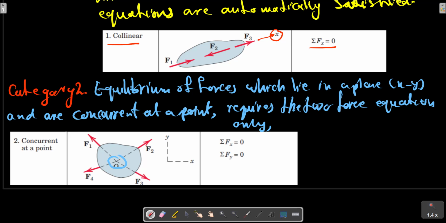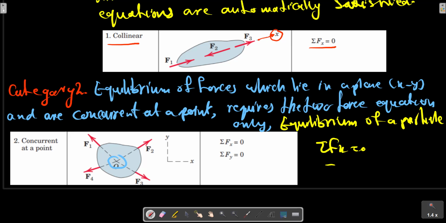Since the moment sum about O, that is about a z-axis through O, is necessarily zero. Included in this category is the case of equilibrium of a particle. The only equations for equilibrium.